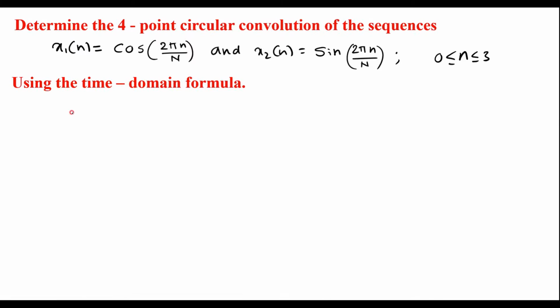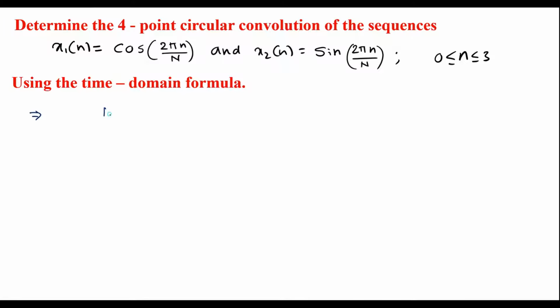In this video, I will consider one numerical on 4-point circular convolution. Determine the 4-point circular convolution of the sequences x1 of n is equal to cos 2 pi n by N and x2 of n is equal to sin 2 pi n by N, where n varies from 0 to 3, using time domain formula. So here we are supposed to find the convolution between x1 of n and x2 of n using time domain formula.